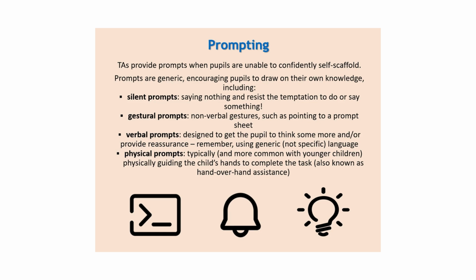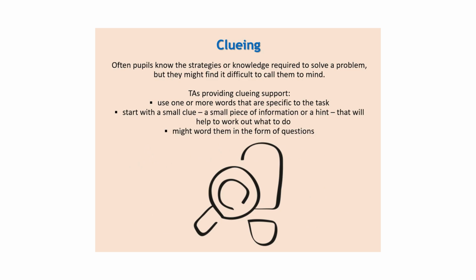And physical prompts, typically and more common with younger children, physically guiding the child's hands to complete the task, also known as hand-over-hand assistance. Cluing. Often pupils know the strategies or knowledge required to solve a problem, but they might find it difficult to call them to mind. TAs providing cluing support use one or more words that are specific to the task. They start with a small clue, a small piece of information or a hint that will help them to work out what to do, and they might word them in the form of questions.